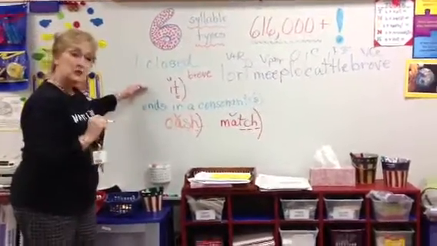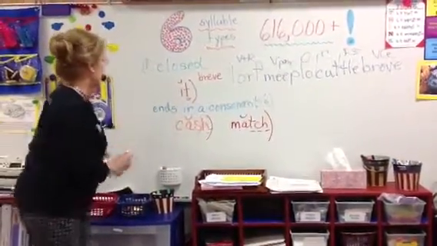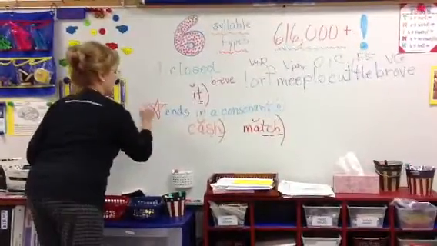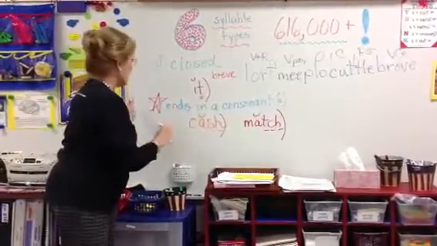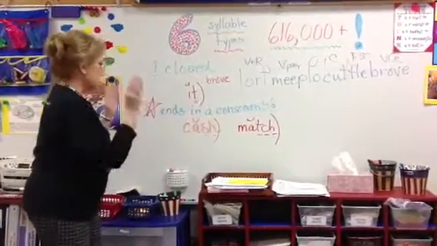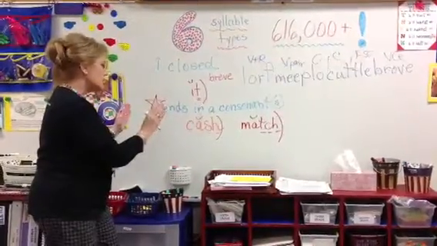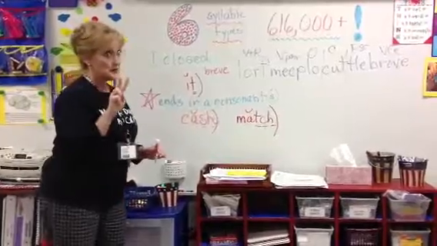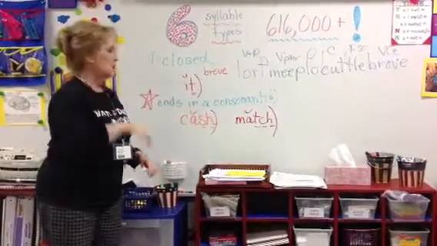So the main thing to remember about a closed syllable is it ends in a consonant. If the syllable ends in a consonant, it could be a syllable or it might be the whole word. But if it's a syllable, it ends in a consonant, then the vowel is always going to be short and you'll always code it with a breve.